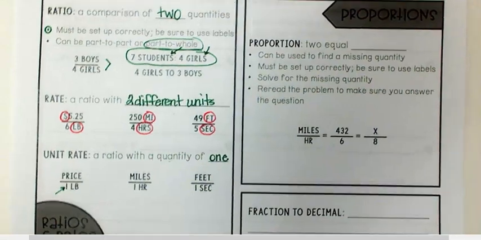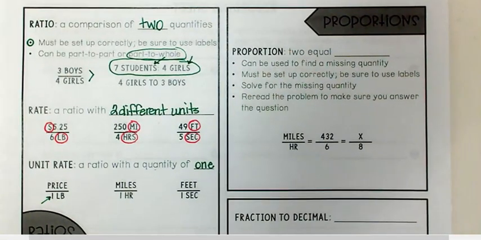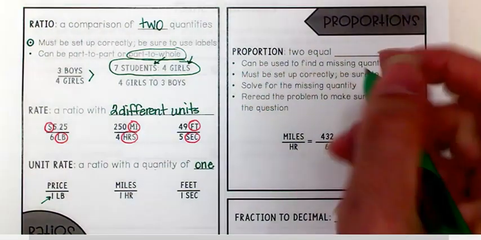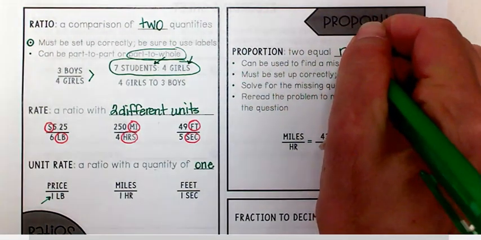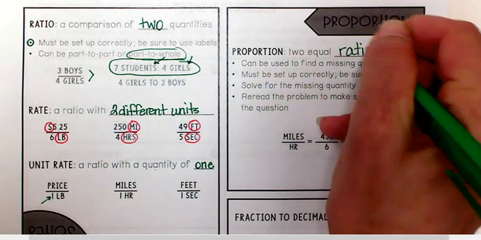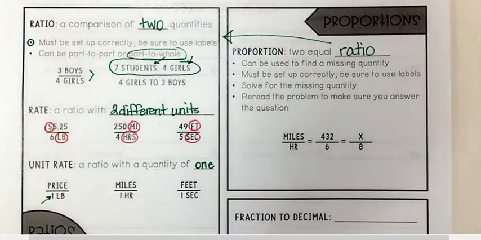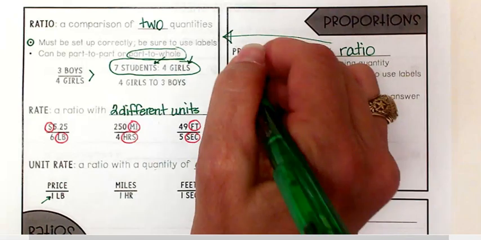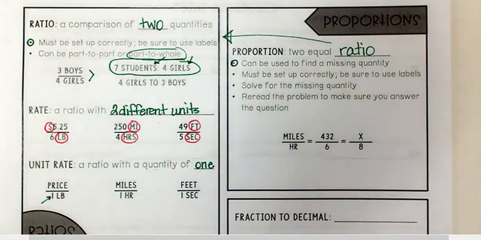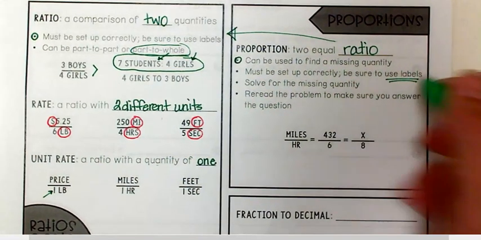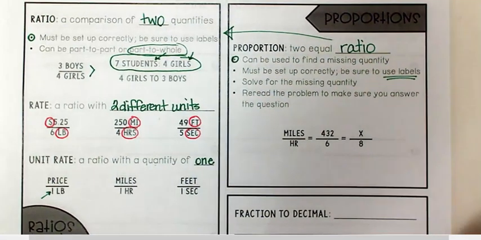All right, let's go to the side and talk about proportion. Proportion is 2 equal ratios. What's a ratio? Well, remember, ratio is right next door. That's what a ratio is. Proportions can be used to find a missing quantity. They must be set up correctly, and be sure to use labels that will help you keep things straight. You're going to solve for the missing quantity.